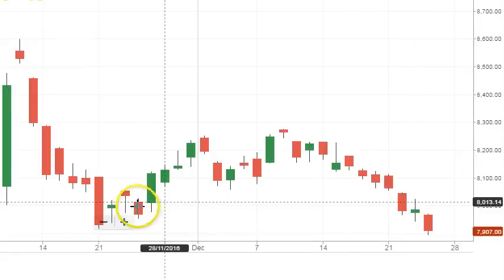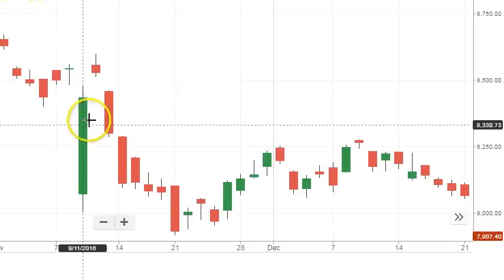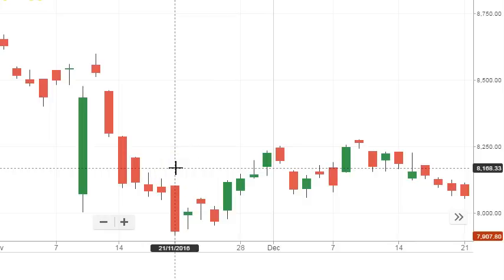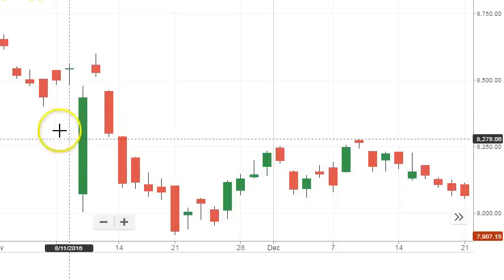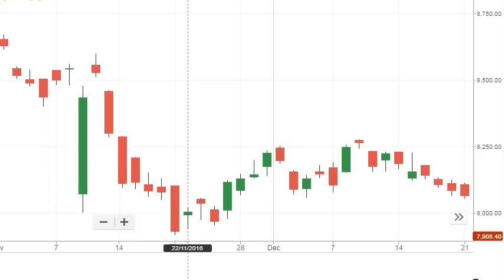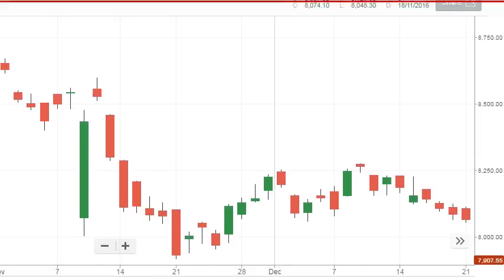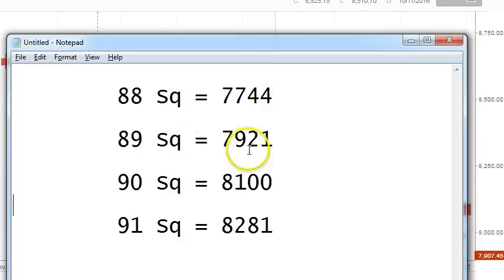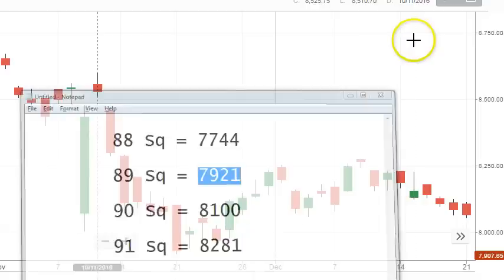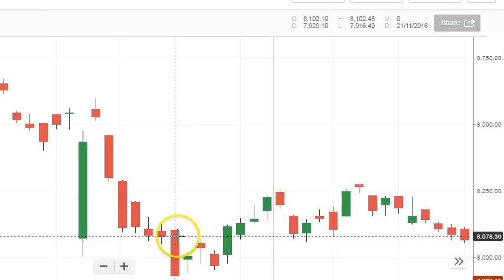So you can see here that after the demonetization, Nifty came down here, and Nifty hit a low on 21st November. The low point you can see at the top right corner is 7916. Intraday it was very little time below 7920, which is 7921, which is 89 square. And by end of the day, it closed above 7921. It closed at 7929. You can see above there.